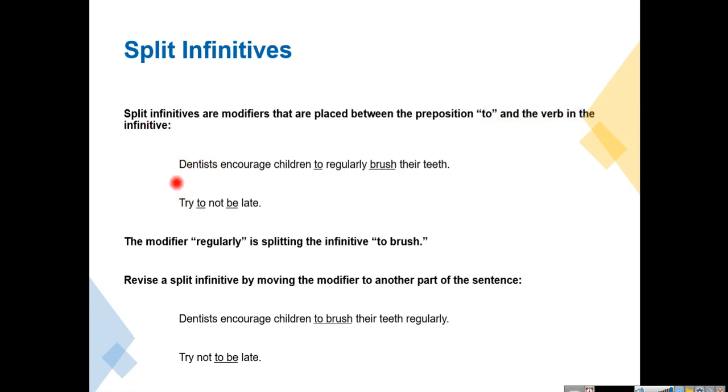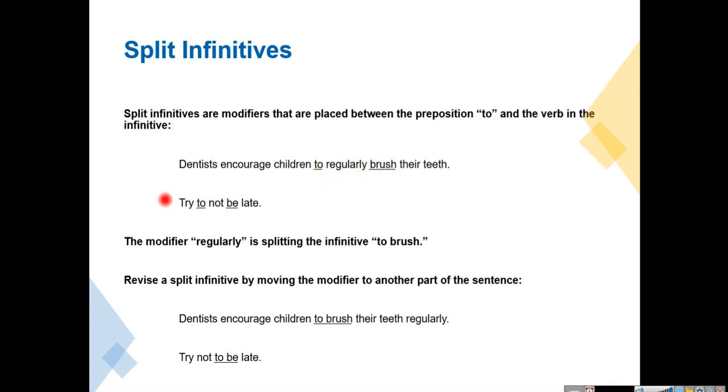Like this. Dentists encourage children to regularly brush their teeth. Try to not be late. We're splitting the infinitives right here. The dentists encourage children to regularly brush their teeth. You see, "to" and "brush," these are supposed to be together. And we're splitting them because they're no longer together.